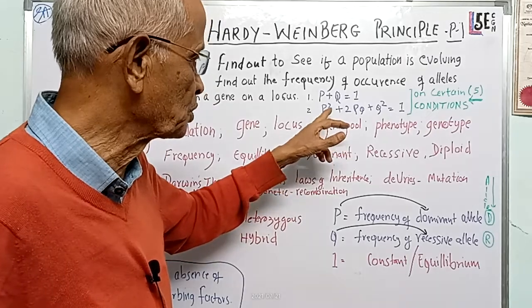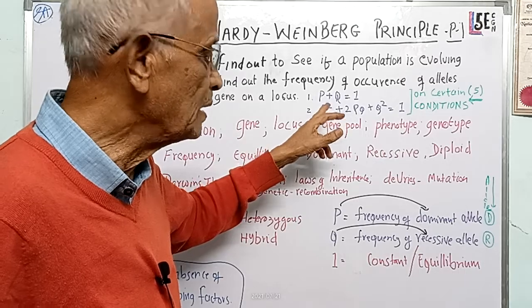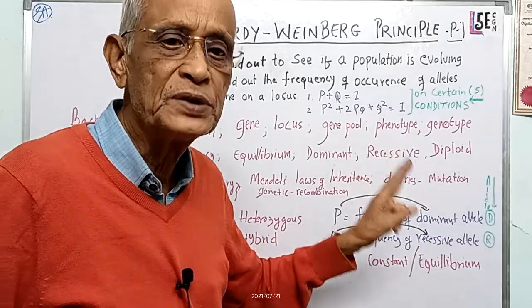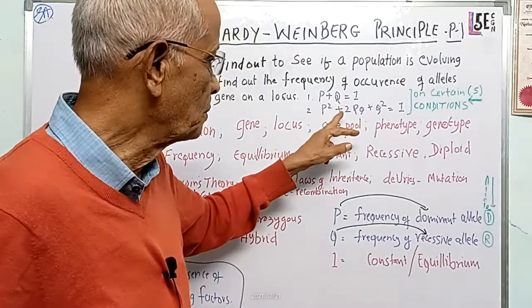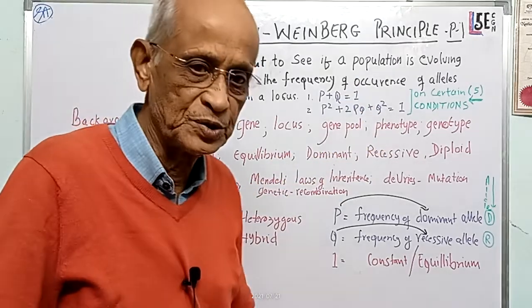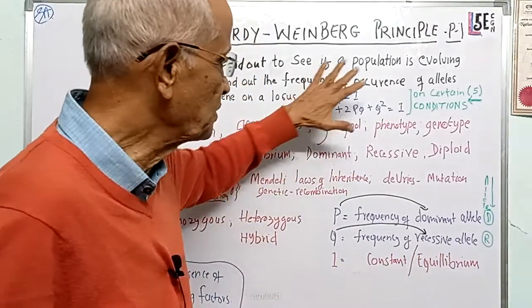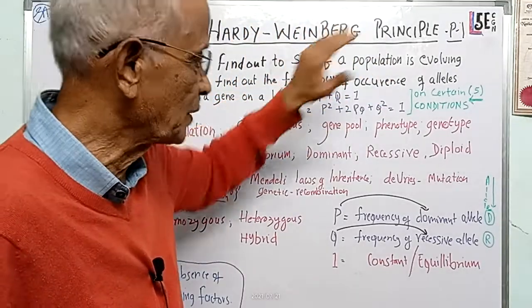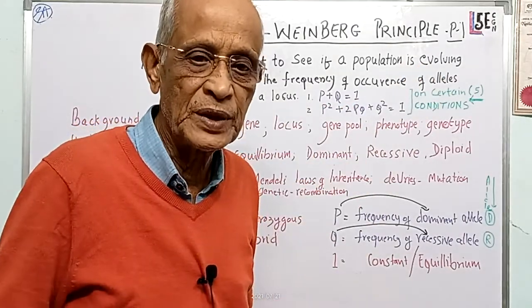The second one they proposed was p squared plus 2pq plus q squared, that is for 2 alleles. This applies to the diploid individual, and p squared plus 2pq plus q squared also will be constant, or that will be in equilibrium. So this is just the gist of the entire Hardy-Weinberg principle, and there are certain conditions which we are going to examine maybe in the next session.